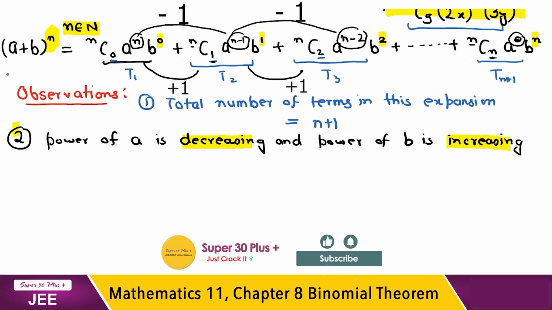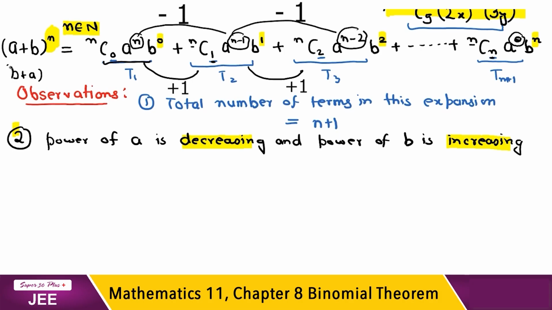If I had written the expansion of B plus A raised to the power n, then what would have happened? The power of B would have decreased and the power of A would have increased. Here power means index or exponent. So we are observing that in this binomial, the first term's power is getting decreased, and for the second term its power is getting increased in subsequent terms. This was our third observation.